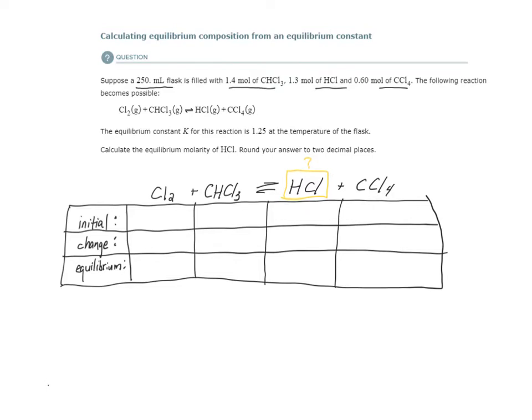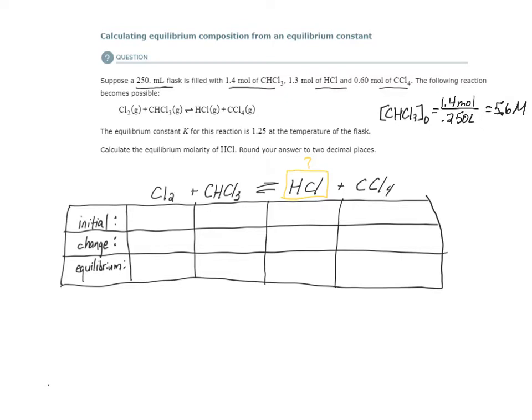So if I want to find the initial concentration of CHCl3, and I'm going to represent that by putting the little knot symbol there, that signifies initial, then it's going to be equal to the number of moles of that I had initially divided by the volume that it's occupying in liters, so that would be 0.250 liters. So when I do that math, what I have is 5.6 molar, okay?